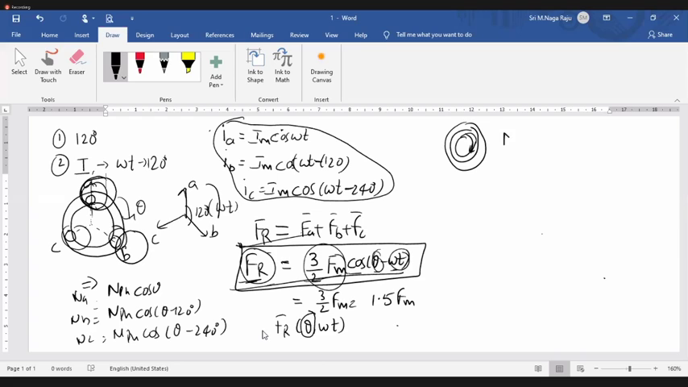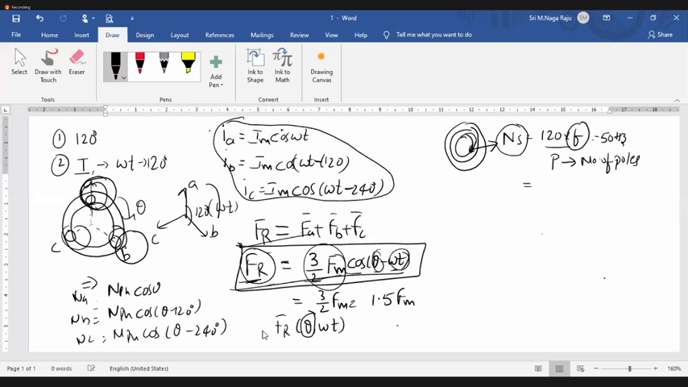So what is the speed of this rotating magnetic field? That is the synchronous speed, 120 into F by P. This rotating magnetic field speed depends upon the supply frequency F, which is always constant, 50 Hz. And what is P here? The number of poles. So the speed depends upon the number of poles. This speed is called the synchronous speed.